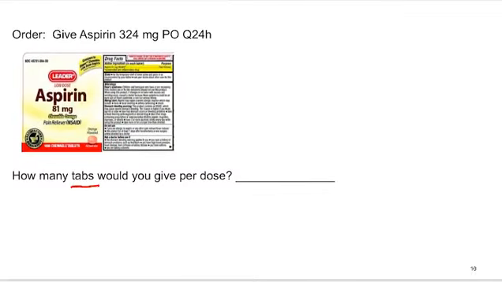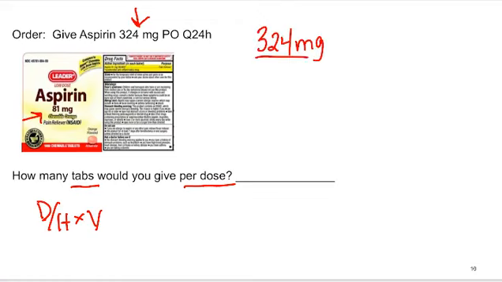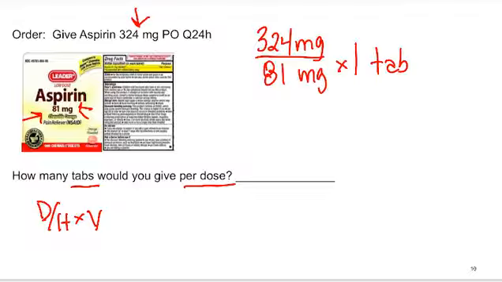How many tabs per dose? D over H times V. I'm going to need to know what my doctor ordered, and I need to know what the concentration is in my medication. So what's my doctor's order? It is 324 milligrams. And what do I have? I have 81 milligrams times 1 tablet. Go to my calculator. 324 divided by 81. That equals 4 tabs per dose. I'm going to write 4 tabs. Final answer.